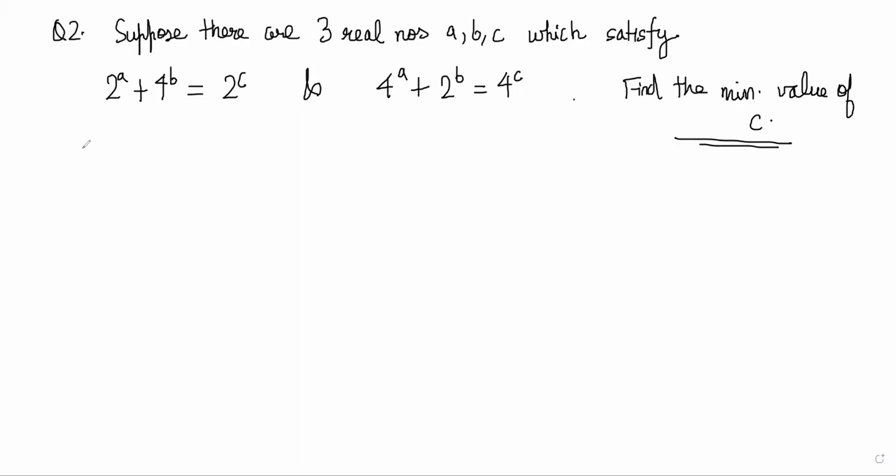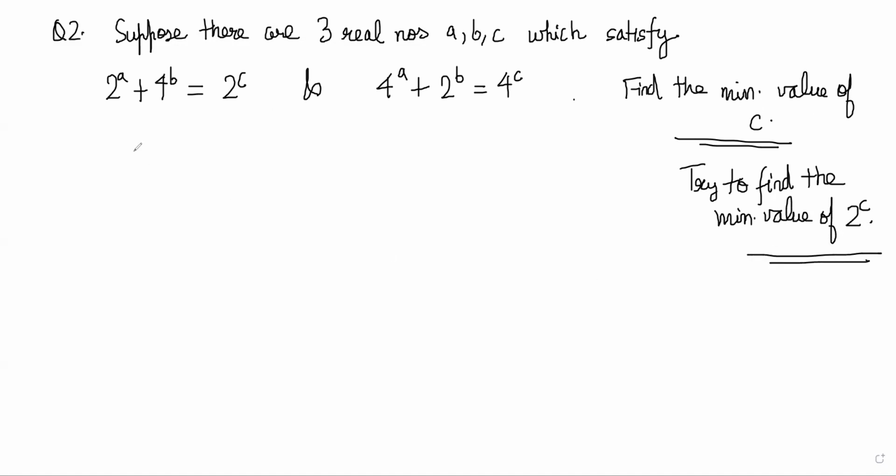Okay. So now here what we can see is A and B and C are linked together in an exponential function, with 2 power A and 4 power B and stuff like that. So instead of trying to directly find the minimum value of C, we can try to find the minimum value of 2 power C. And in order to do this simply, it would be nice if we can convert the exponentials to standard algebraic expressions.